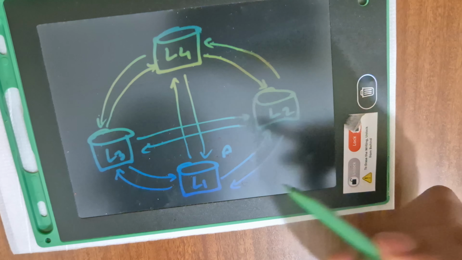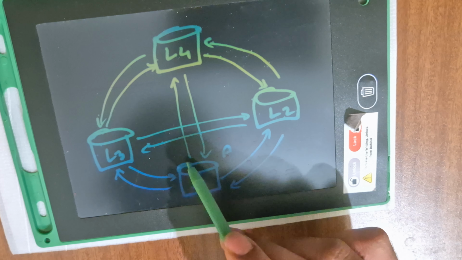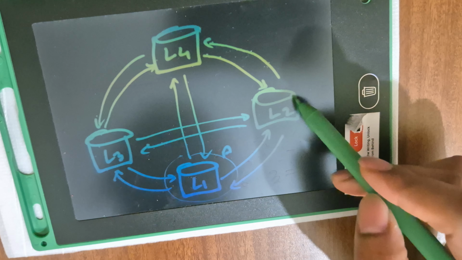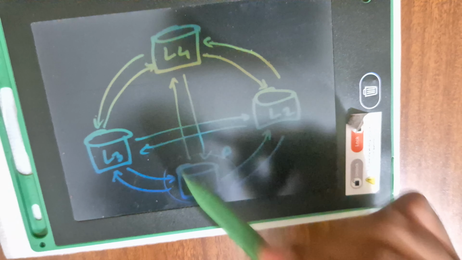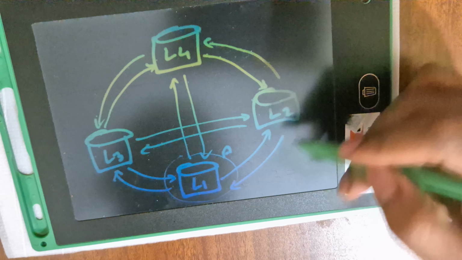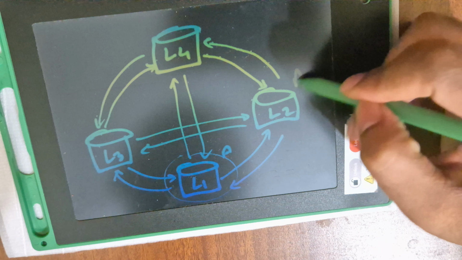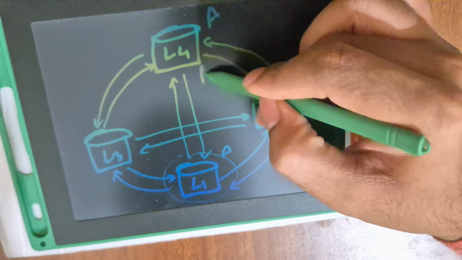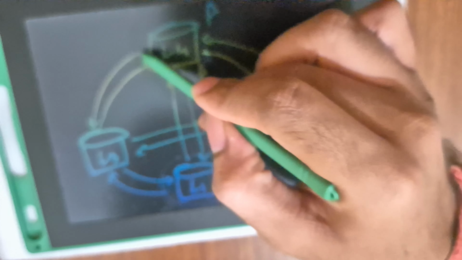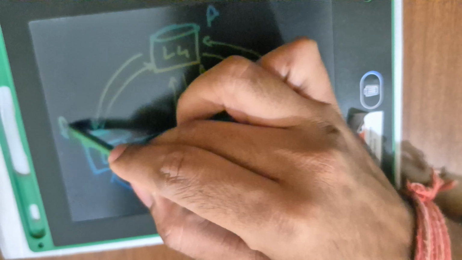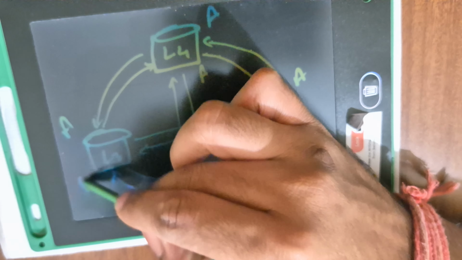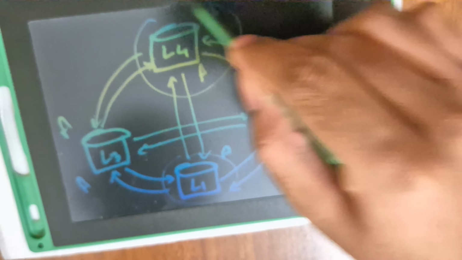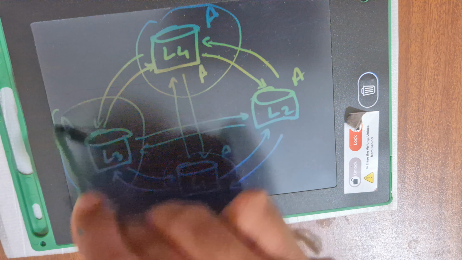Now let's take an example. This is a problem statement. Let's say this node has data A. It sends data A to L2, L2 sends data A to L4, or directly it can send data to L4. So from here we got A here, from here we got A here. Again from L1 to L4 we got A here. Similarly, from L4 to L3 we got an A here, and from L1 to L3 we got an A here. Now we can see that this node received A 2 times. This node also received A 2 times.